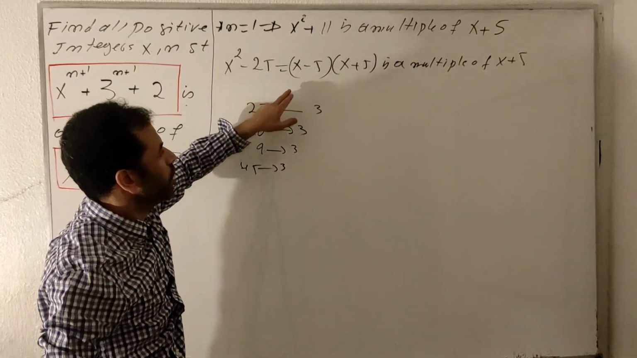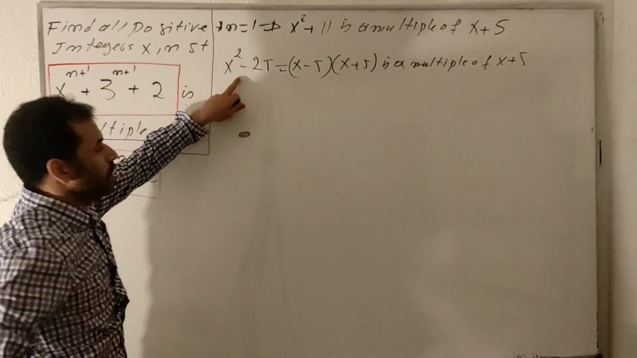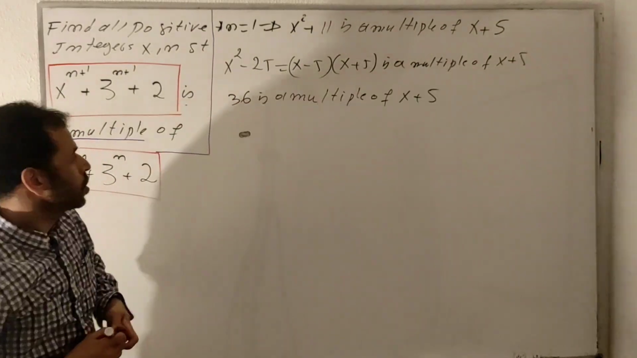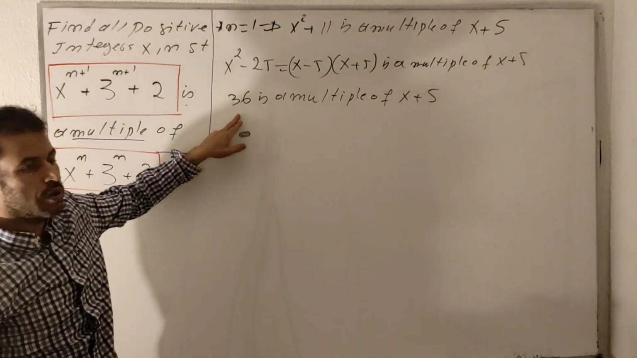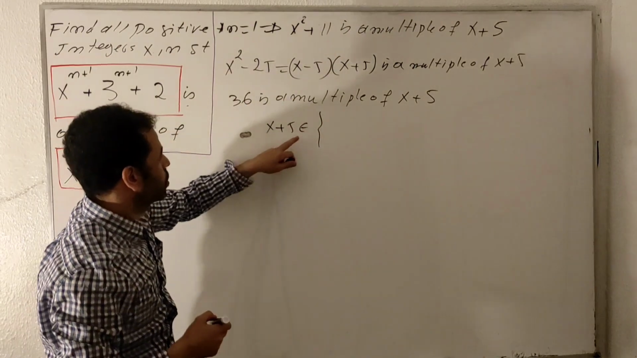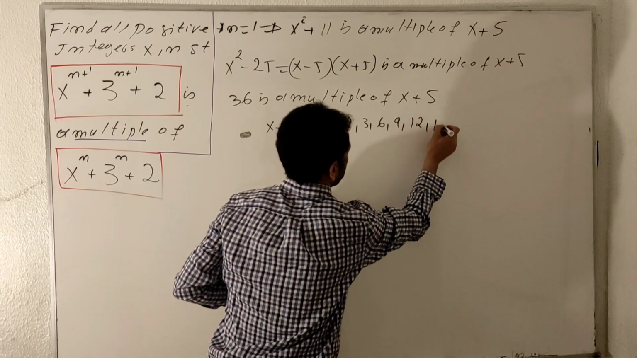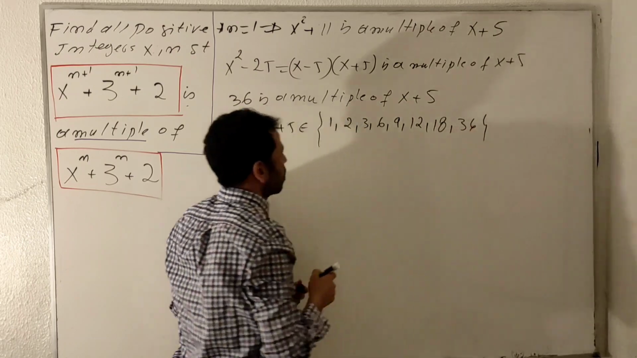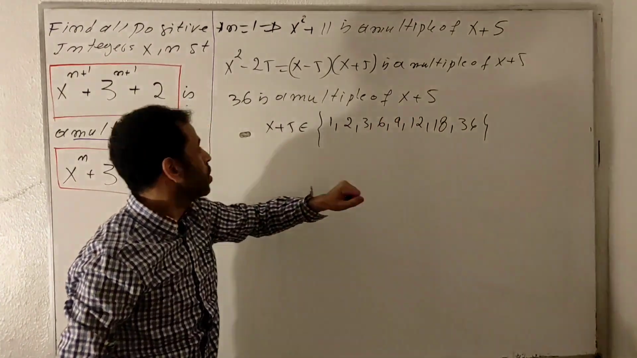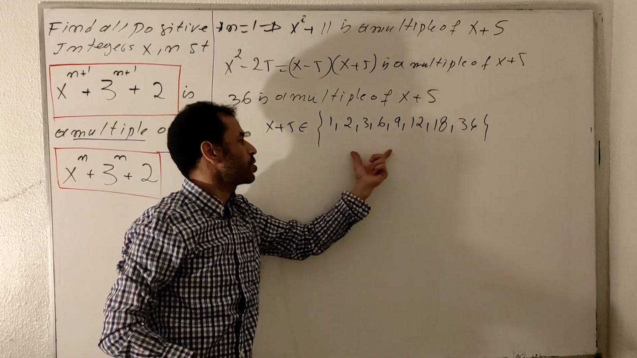If I subtract this one from this one, I get a multiple of x plus 5. So x squared is eliminated, and I get 11 minus 25, which is minus 36. That means 36 is a multiple of x plus 5, which means x plus 5 is a factor of 36. So x plus 5 equals 1, 2, 3, 4, 6, 9, 12, 18 or 36. These are all the values x plus 5 can take, because if I replace x plus 5 with one of these numbers, I get a factor of 36, which means 36 is divisible by these numbers.